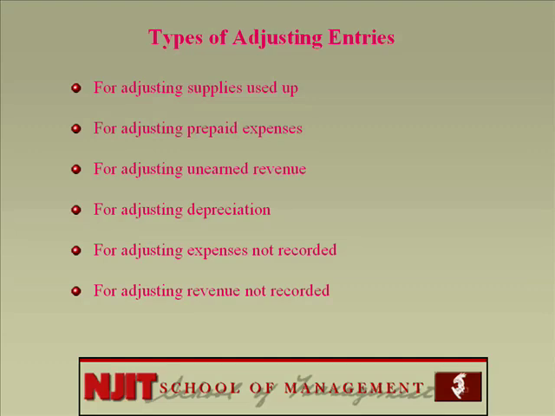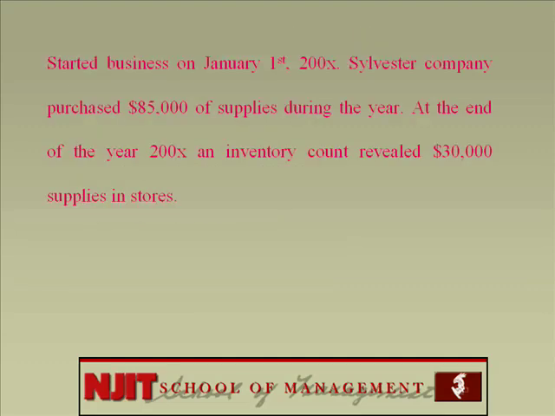So all these are most common mistakes that accountants forget, and they have to do this after doing the trial balance, because when they do the trial balance, they may have forgotten to enter these. Adjusting for depreciation, adjusting expenses not recorded, revenue not recorded. So these are the most common types of adjusting entries. Let's do this one by one. Let's do the first one.